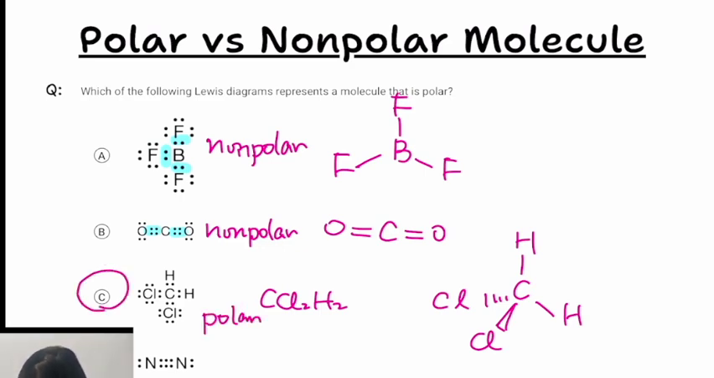And what about D, nitrogen? Nitrogen gas. Okay, so it's a nitrogen triple bond, and this is a linear structure, and the two atoms are exactly the same. It's even a nonpolar covalent bond. It's perfectly balanced, perfectly symmetric, so it's nonpolar, obviously.